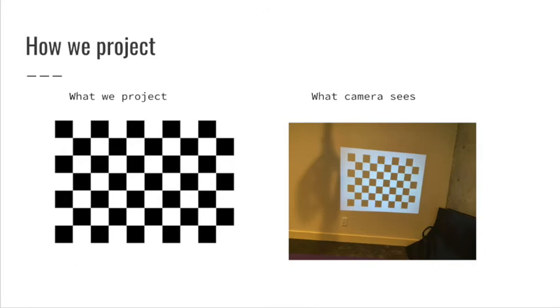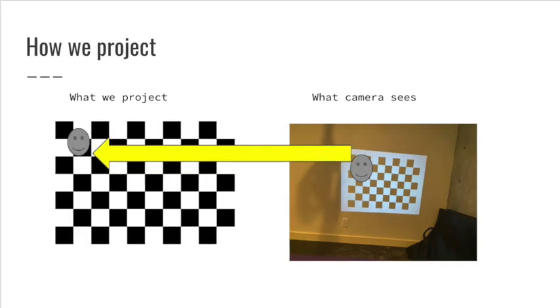How we project is we start off with the checkerboard pattern on the left, and then the camera will be able to see that, and it will be able to create a correlation between the points at the corners. Then when we see something on the camera, we can use those correlations to map a point to the other point.